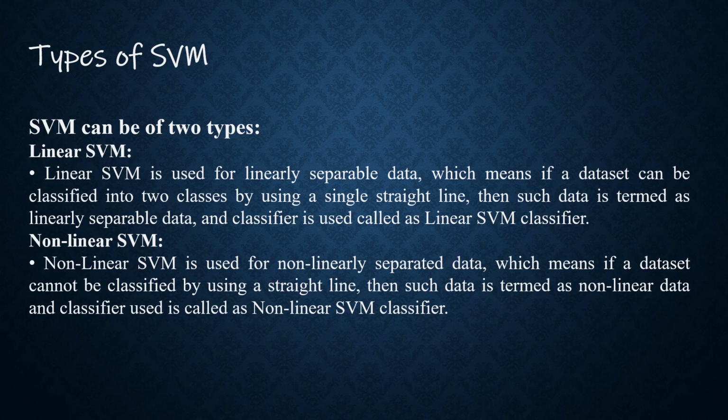Next, we are going to see the types of SVM. SVM can be of two types: linear SVM and non-linear SVM. Linear SVM is used for linearly separable data, which means if a data set can be classified into two classes by using a single straight line, then such data is termed linearly separable data, and the classifier used is called a linear SVM classifier. The non-linear SVM is used for non-linearly separated data, which means if a data set cannot be classified using a straight line, such data is termed non-linear data, and the classifier used is called a non-linear SVM classifier.